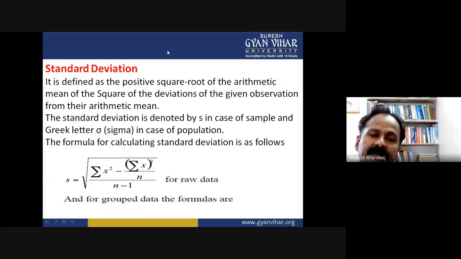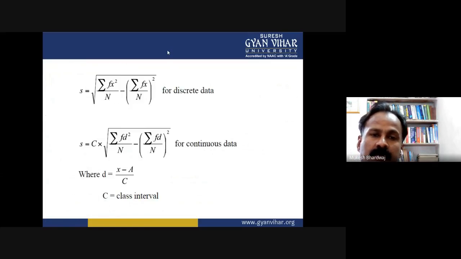Here the standard deviation formula for the raw data is given: the square root of summation x square minus summation x to the whole square by n, upon n minus 1. This formula is for the raw data. Now this is for the discrete data, and the third formula is for the continuous type of data. So please note down the formulas according to the different types of observations or data provided to you, because standard deviation totally depends on the formula and the calculation.